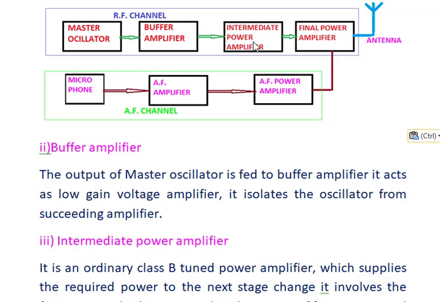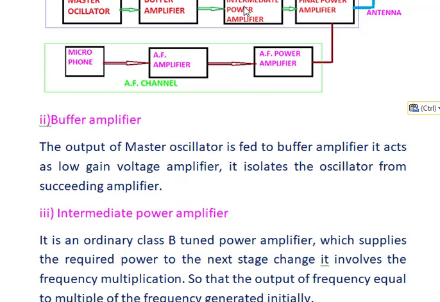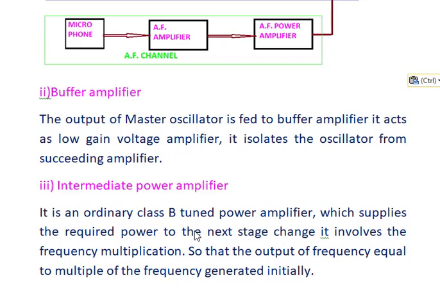Then it also consists of the intermediate power amplifier. It is an ordinary class B tuned power amplifier which supplies the required power to the next stage. It involves frequency multiplication, so that the output frequency is a multiple of the frequency generated initially. So it amplifies the amplitude and it multiplies the frequency.